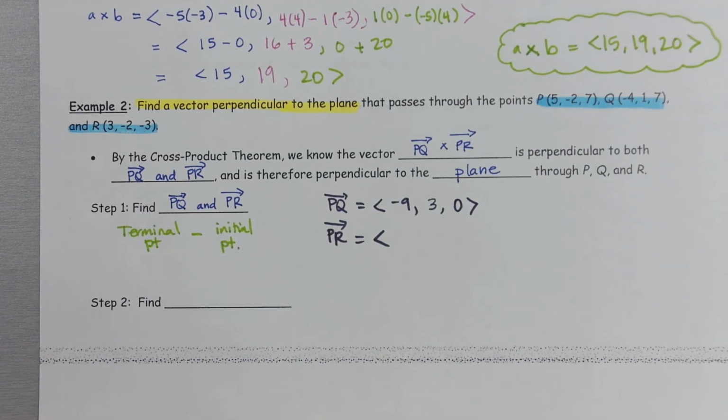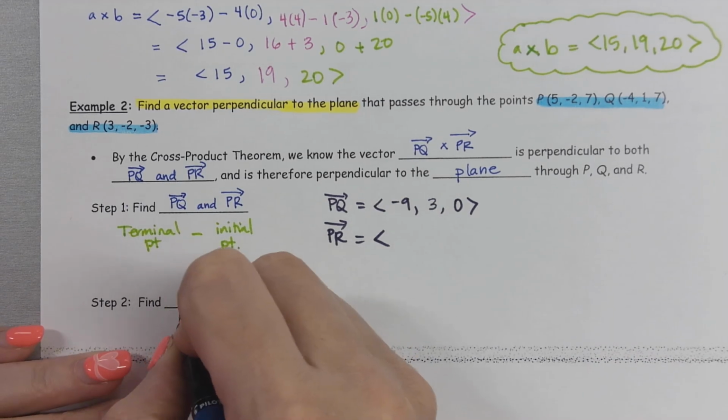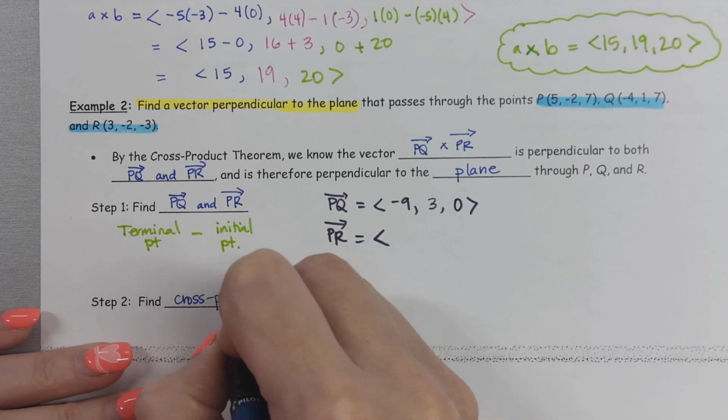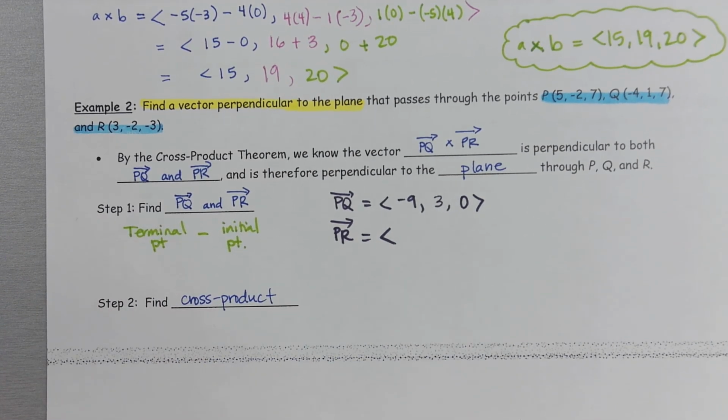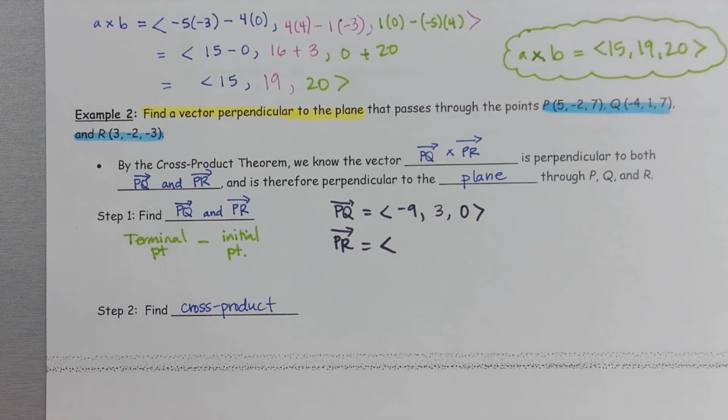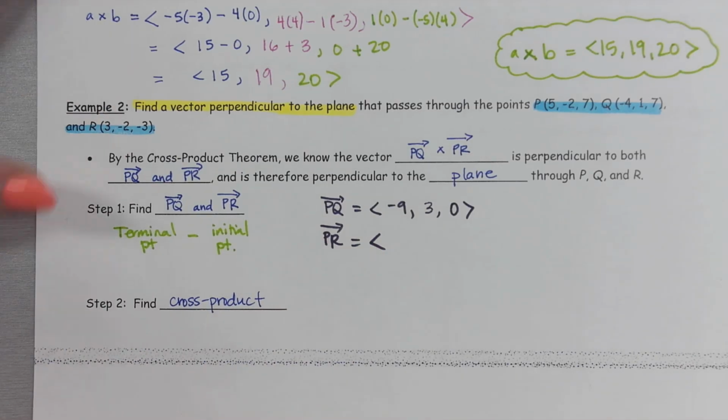Okay, go ahead and calculate PR. Here's point P, here's point R. And then, Kinley, when you have that vector, just let me know what you got.